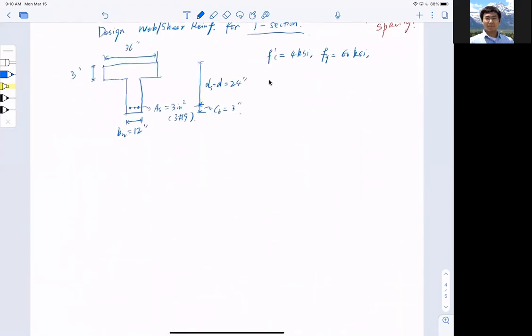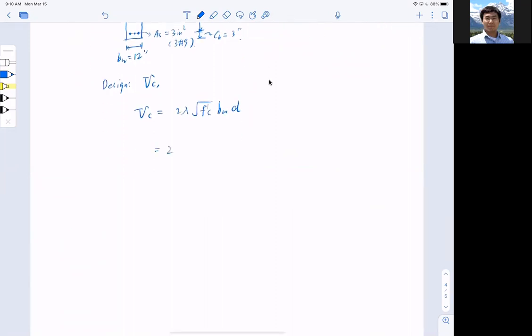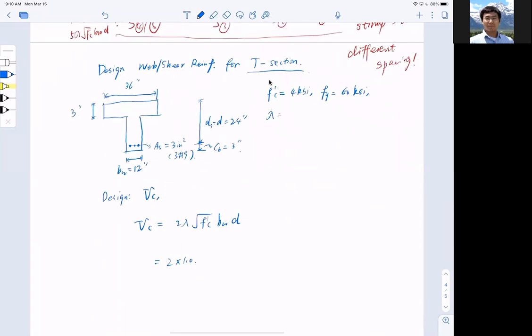So here, how are we going to do it? First of all, we're going to design for shear. Vc is the concrete contribution, so I want to find out Vc first. What is Vc? Vc is the contribution by concrete. That is 2 lambda square root f'c bw d. To bring the numbers in, I have 2 and lambda equal to 1.0 since it's normal weight concrete.